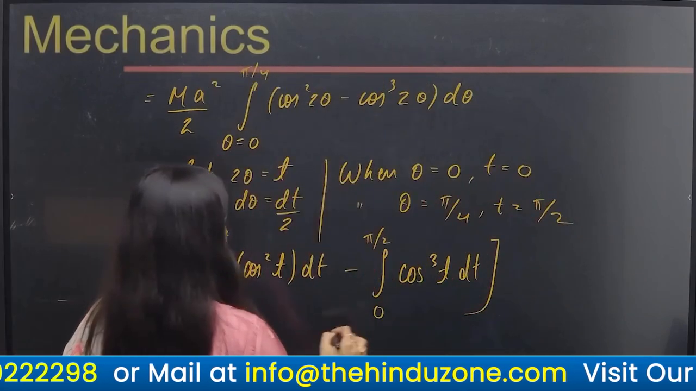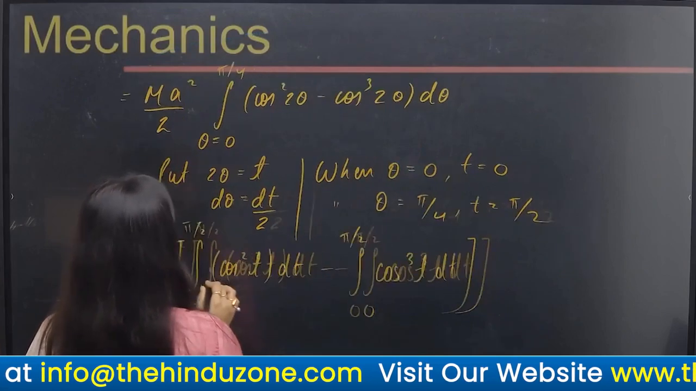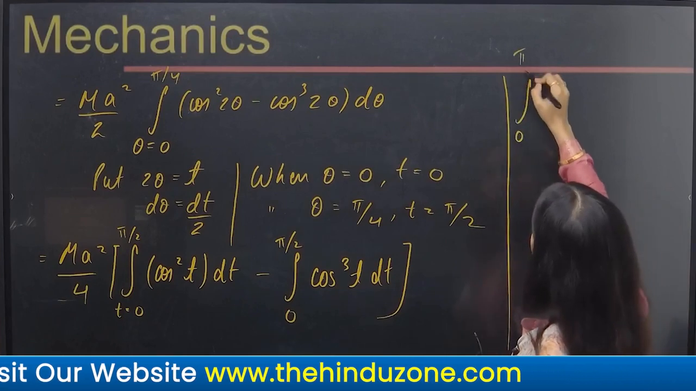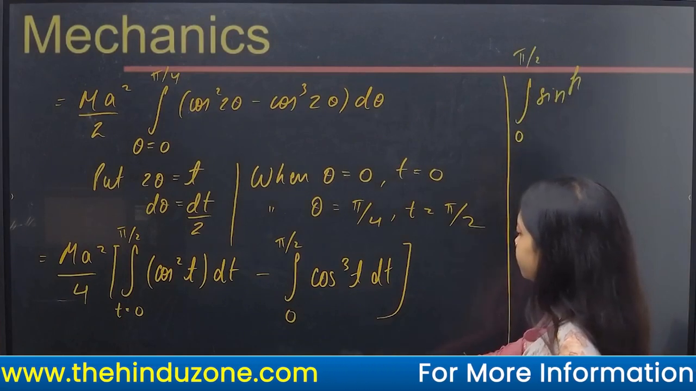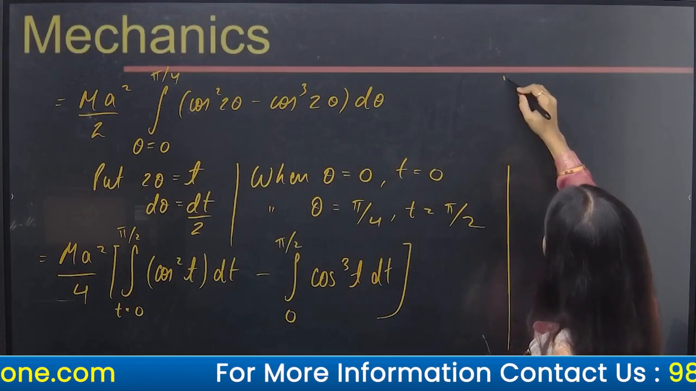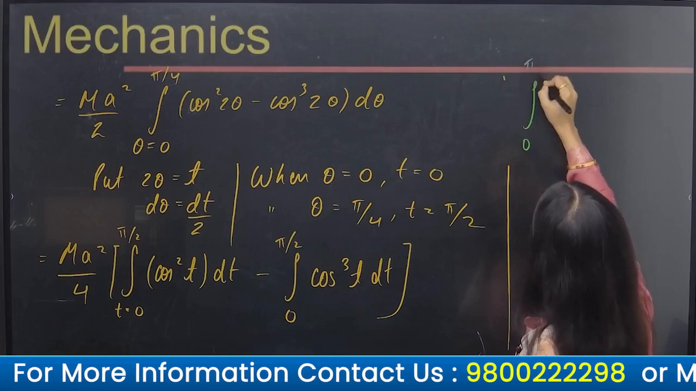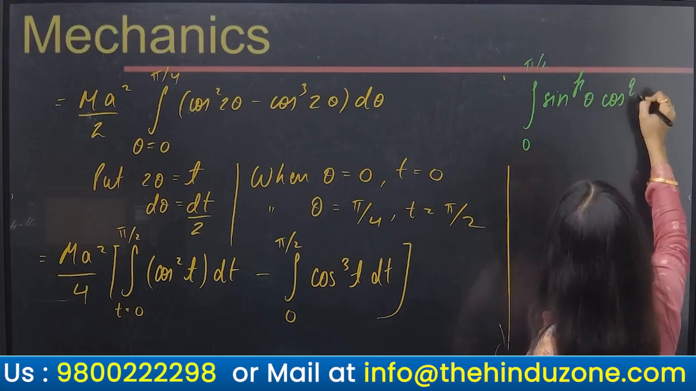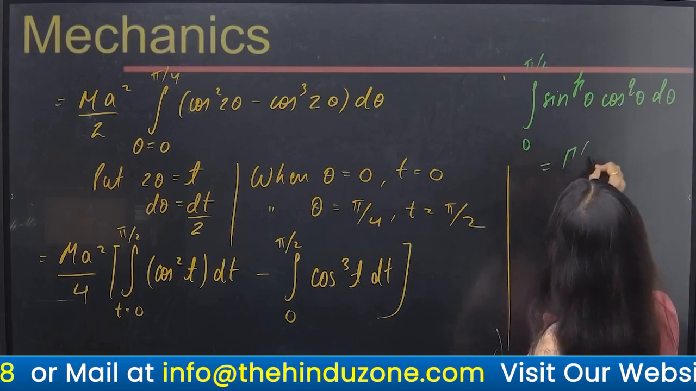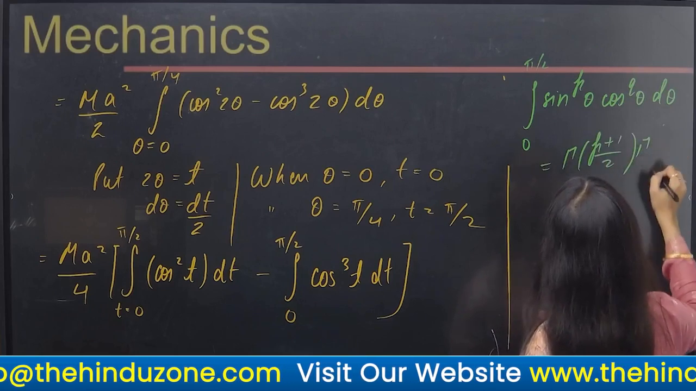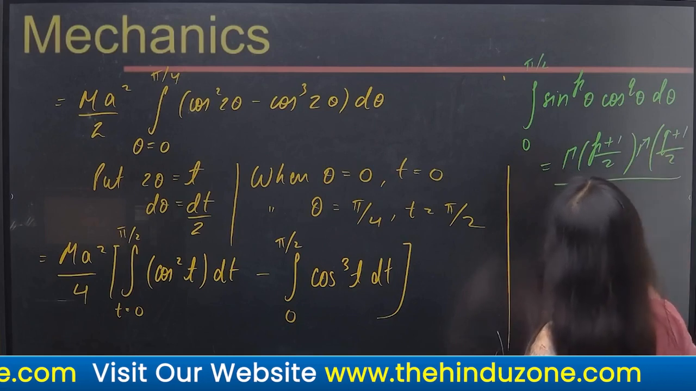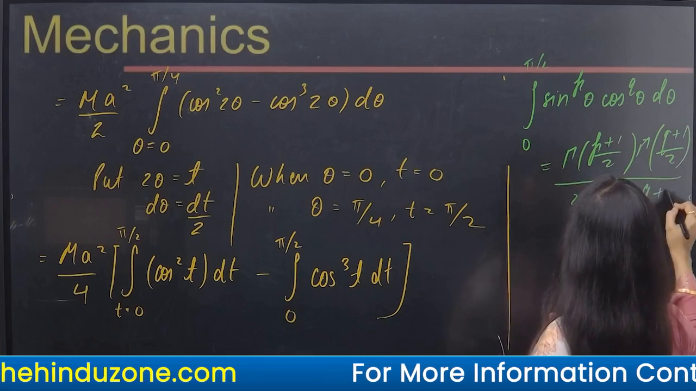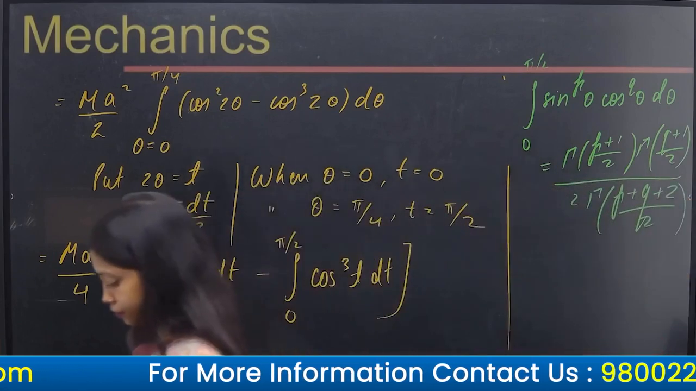What is the formula? The formula is integration 0 to pi by 2 sine raised to the power p theta cos raised to the power q theta d theta is equal to gamma of (p plus 1) by 2 gamma of (q plus 1) by 2 divided by 2 times gamma of (p plus q plus 2) by 2. And this is the formula.